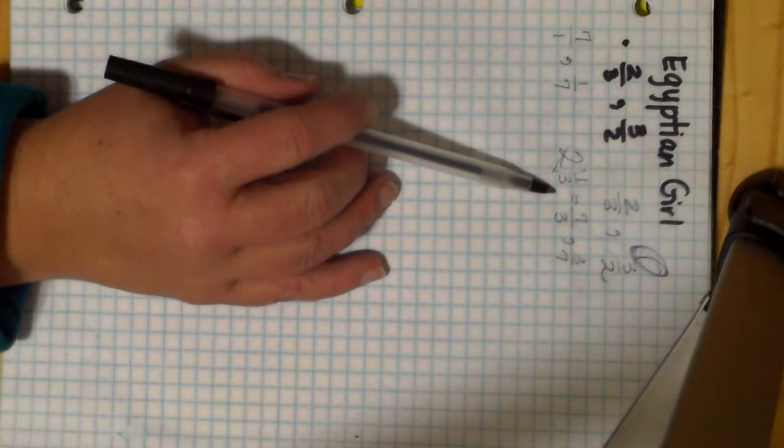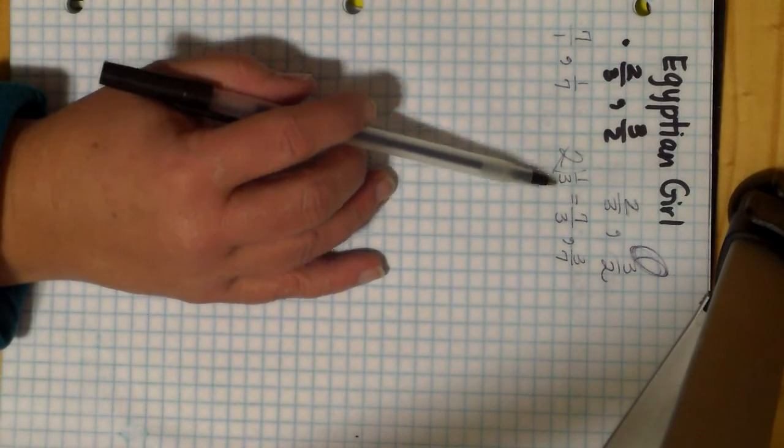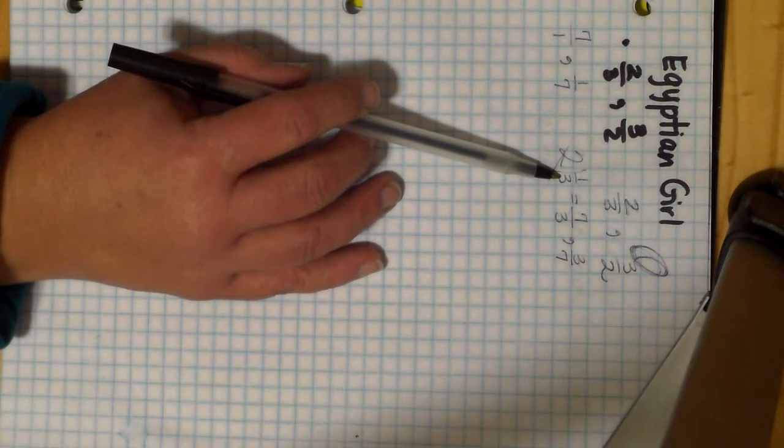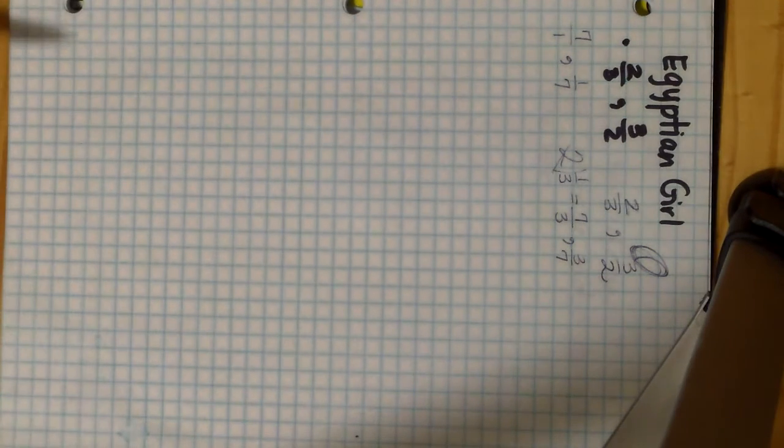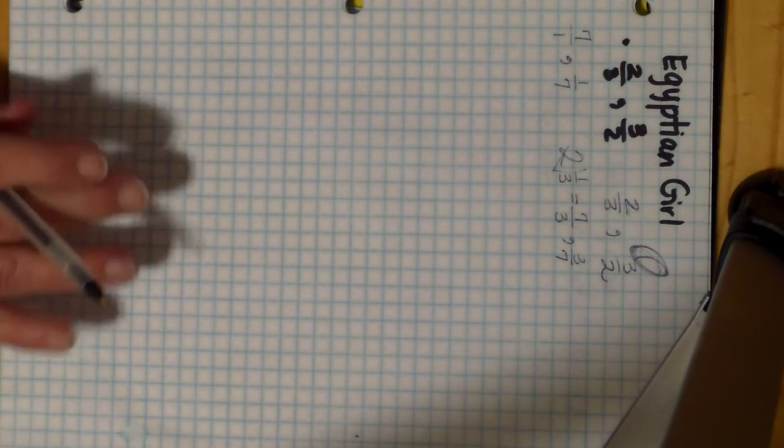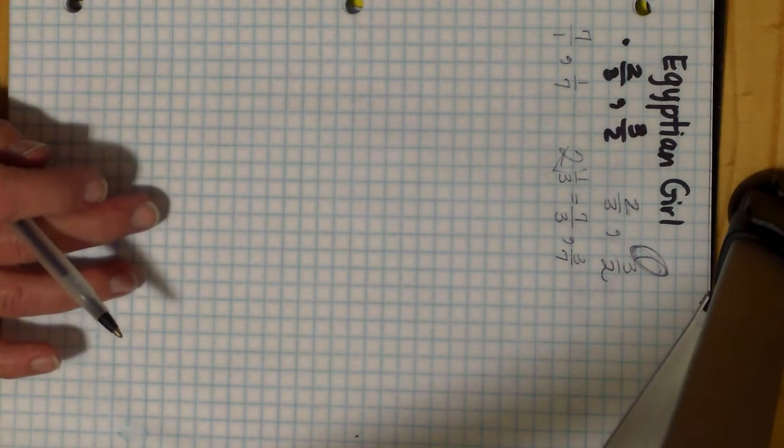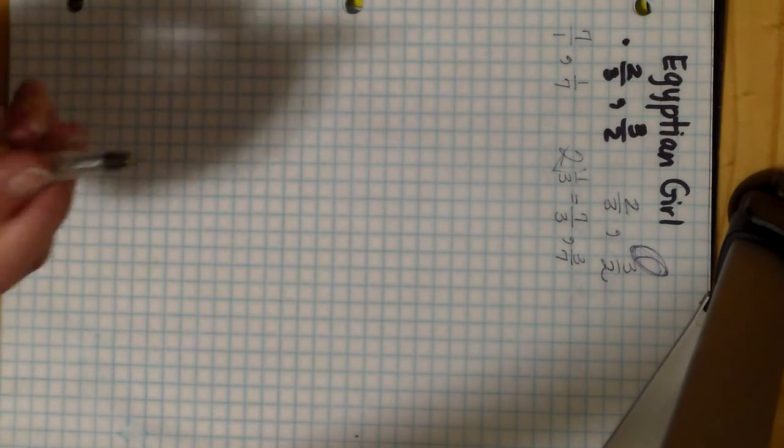You have that as a practice. There's, I think, 12, maybe 10 problems. If you did not finish them in class today, you had 20 minutes to finish the 12 problems in class. If you didn't do that for whatever reason, you have that for homework, as well as Egyptian Girl, which I'm going to show you momentarily.